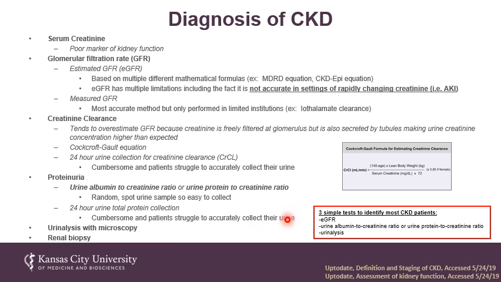So these three simple tests, if there's a box on a screen, you need to know it, will identify CKD in most patients: eGFR, urine albumin creatinine ratio, or urine protein creatinine ratio. Albumin is just more specific to the kidney. This is all protein. This is just albumin. And urinalysis.